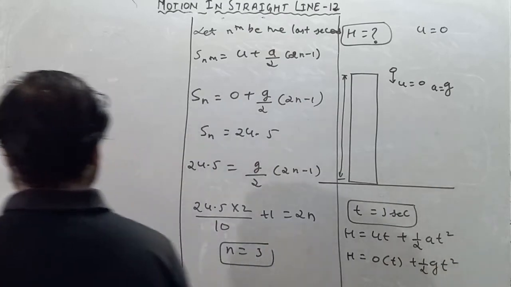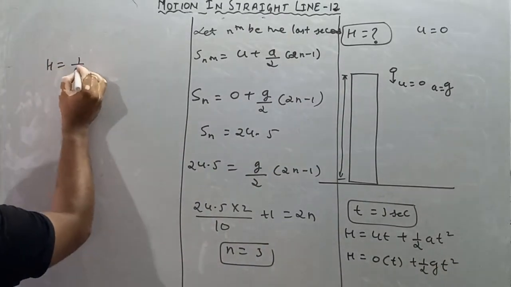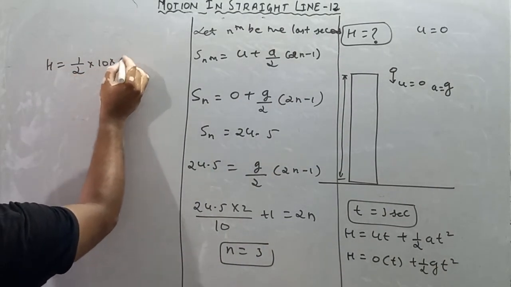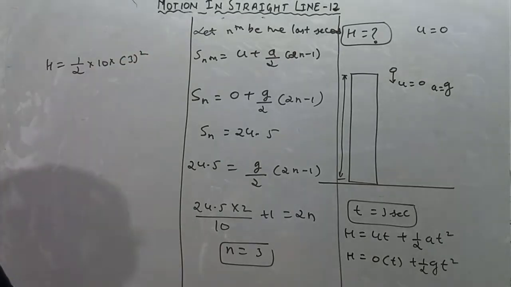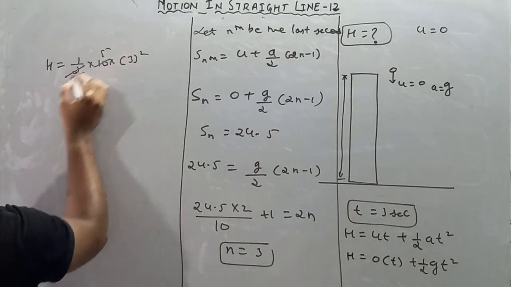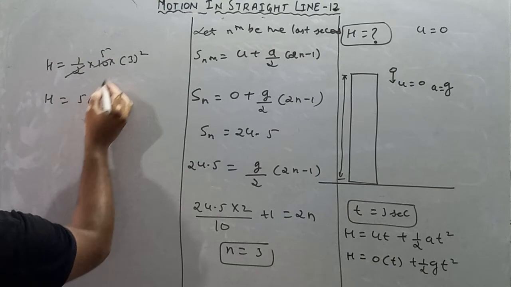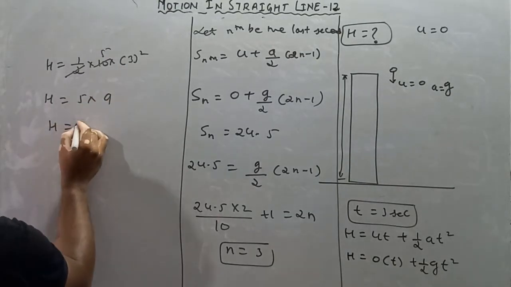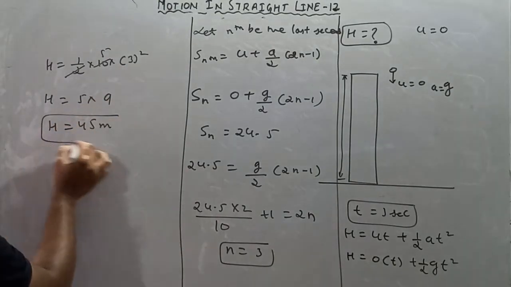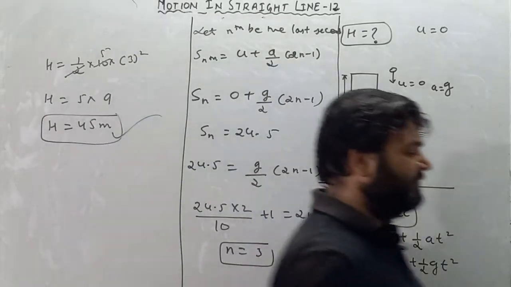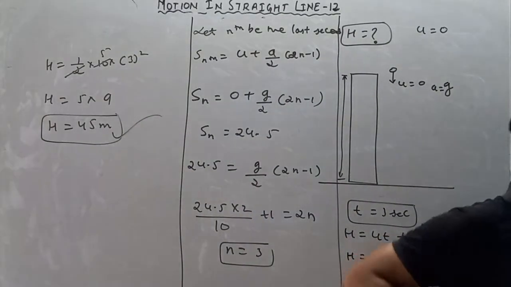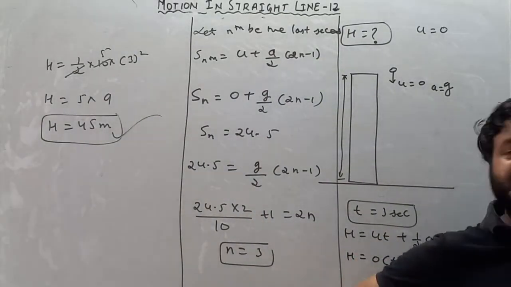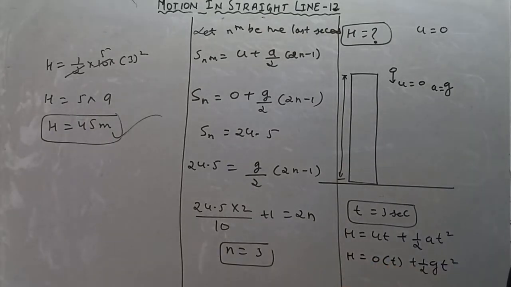Now see my dear student, h equals half into g, which is 10, and t is 3, so it's square. So 2 5s are 10, so h equals 5 into 9, 45 meter is the height of the cliff. I hope you all understand how to solve this question. Moving forward my dear student, write down another question.